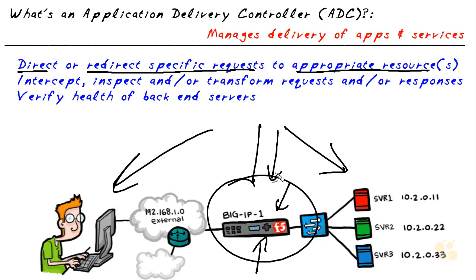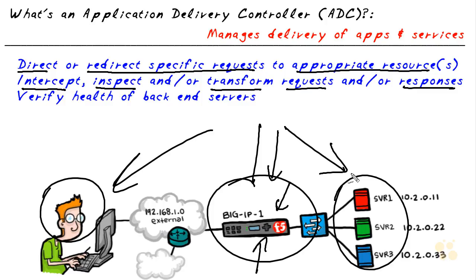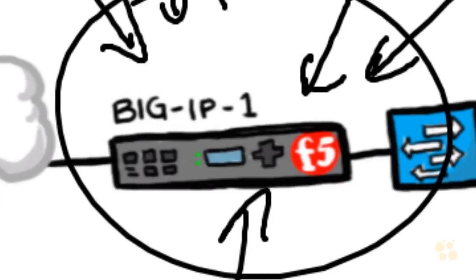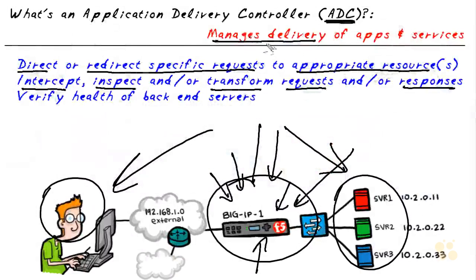So this device in the middle here could intercept, inspect that traffic or request, and it could transform the request and/or the responses coming from those servers as that traffic goes between the clients and the servers. This device could also have the ability to verify the health and well-being of these servers to make sure they're up and available to respond to requests. And what we might call this magical device here between the client and the server is an application delivery controller. And it can be used to manage the delivery of our apps and services.